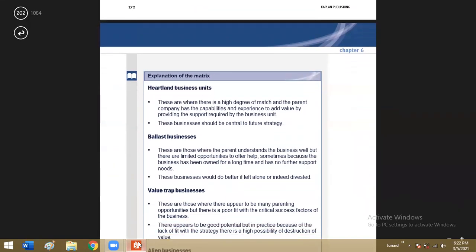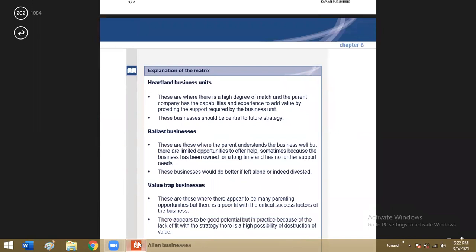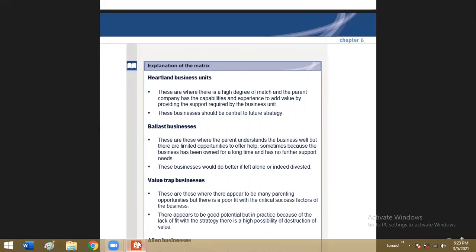Now, heartland business units. These are where there is a high degree of match and the parent company has the capability and experience to add value by providing the support required by the business unit. These businesses should be central to future strategy. Yes, the parent company has the capability and the experience to add value. There is no doubt that they can manage things easily. So these are heartland: high ability, high opportunity.